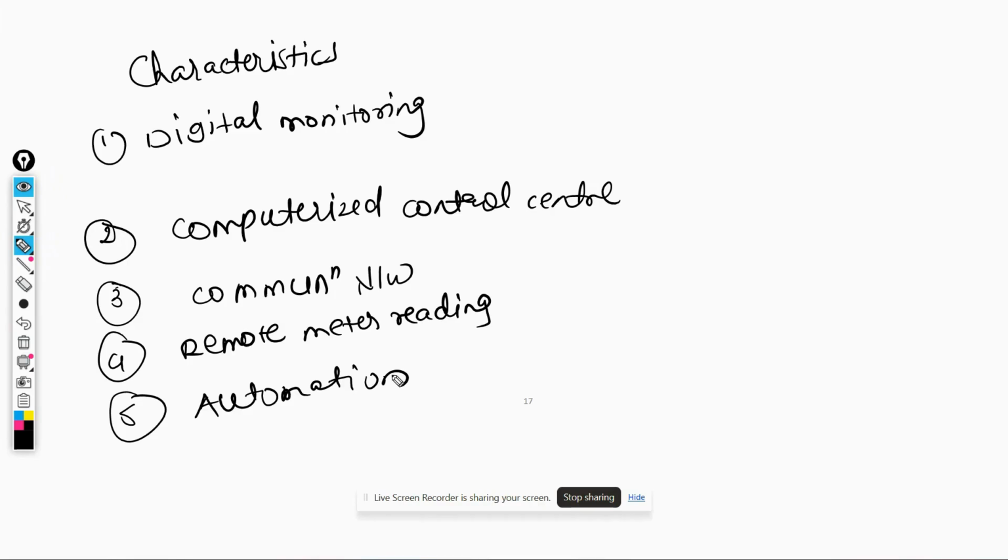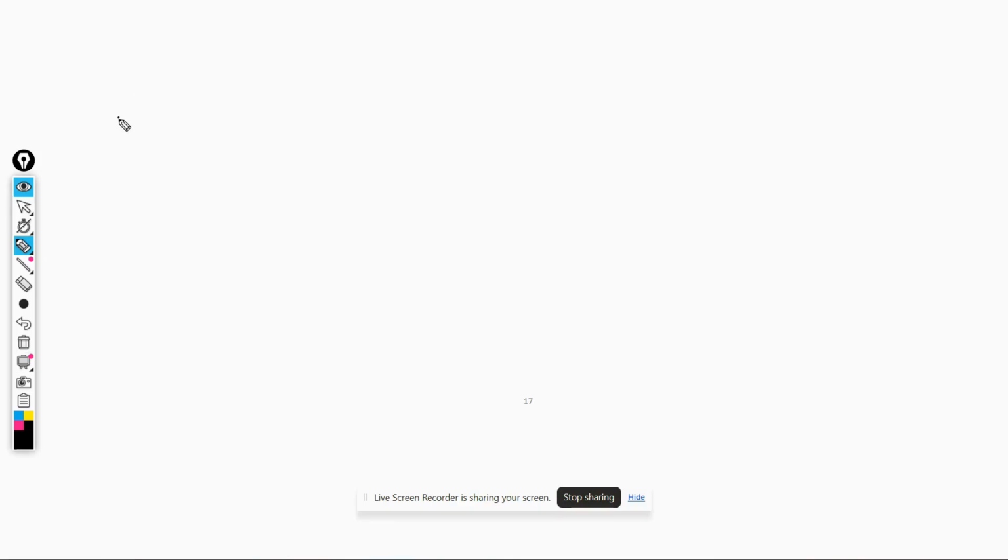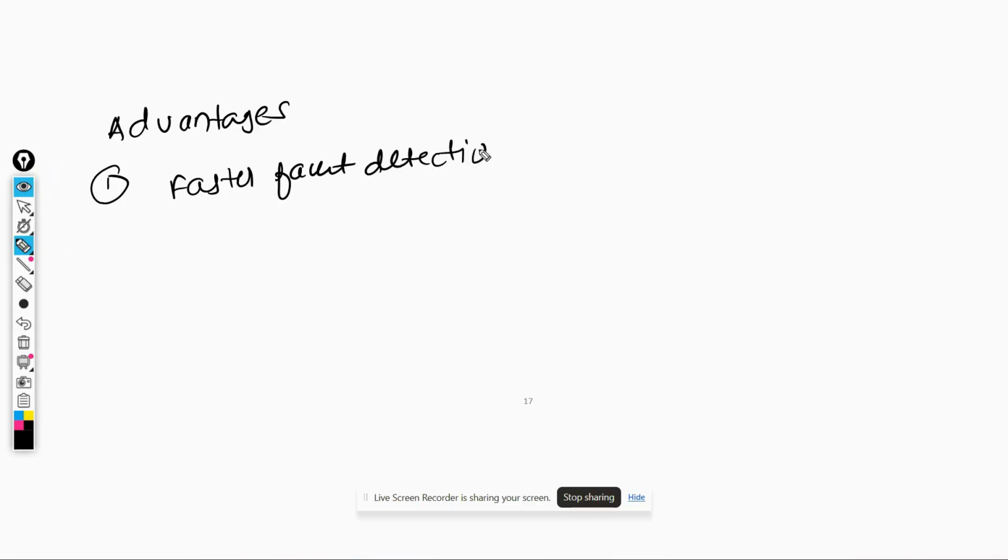Now we will discuss the advantages of this stage. So the first one is faster fault detection. So earlier finding faults could take several hours. Now the digital devices immediately inform engineers about the abnormal condition.